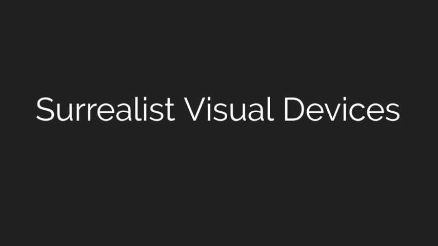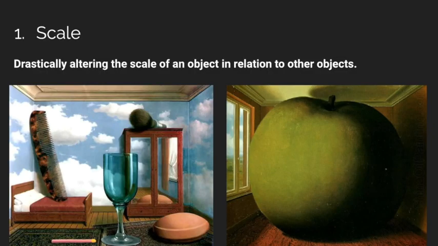The first is scale. So taking something that we normally see as being one scale and drastically altering the scale. So here in this room, all of these objects would normally be really small in this room, and now they're huge, right? So altering the scale. Here, same sort of thing, taking this apple and making it occupy the entire space of the room. Very Alice in Wonderland. Am I right?